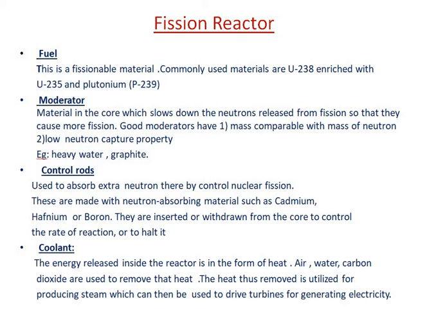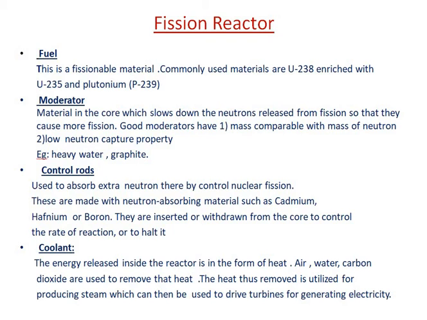There are different parts of a fission reactor: fuel, moderator, coolant, control rods, shield, etc. The material used for nuclear fission is known as a fission material, or the fuel of the fission reactor. So fuel is a fissionable material. Commonly used materials are uranium-238 enriched with uranium-235, and plutonium.